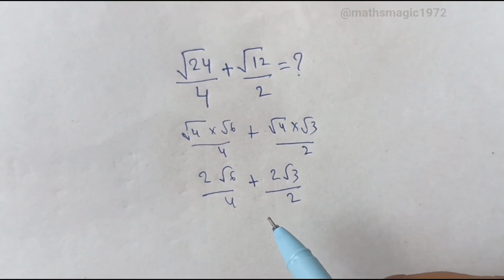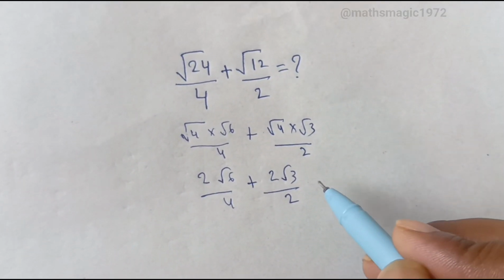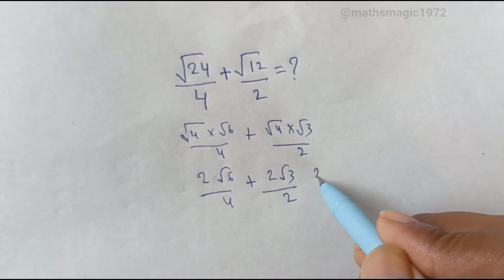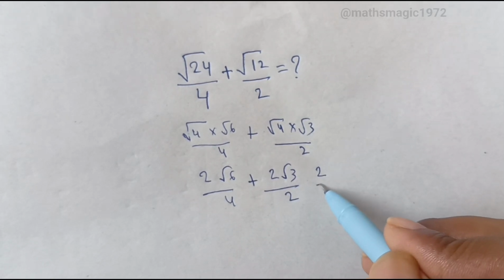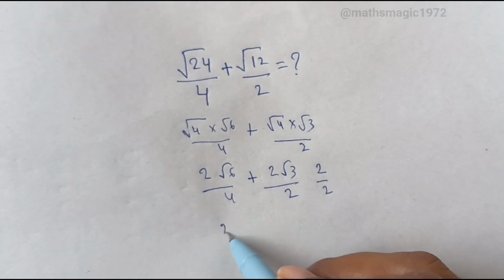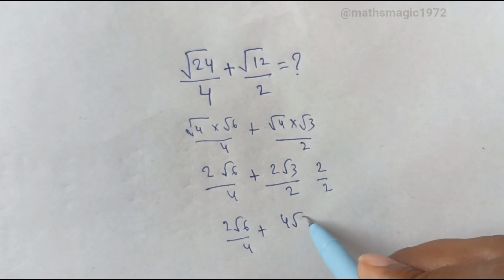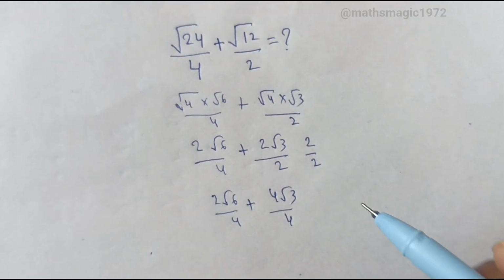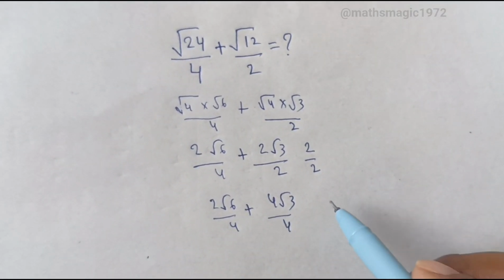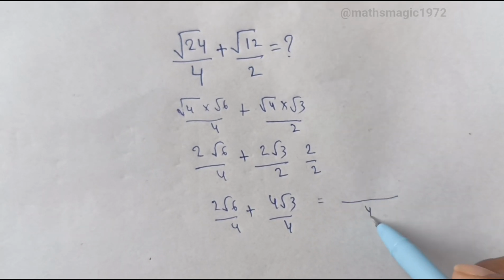You have to take the LCM, divide, multiply and divide by 2. 2√6 over 4 plus 2 times 2, 4√3 over 4. Here the denominator is the same number, so you have to take only one 4.